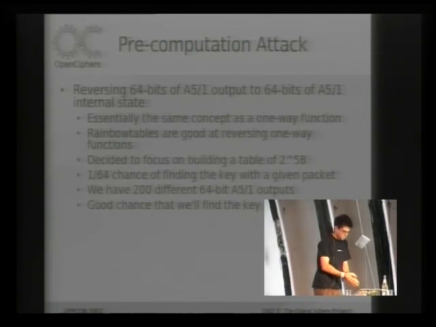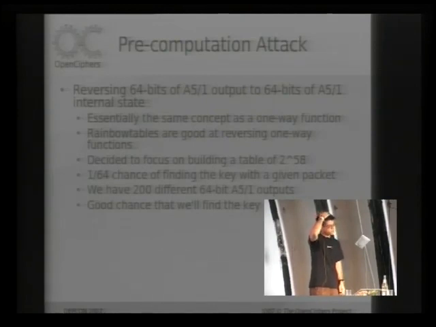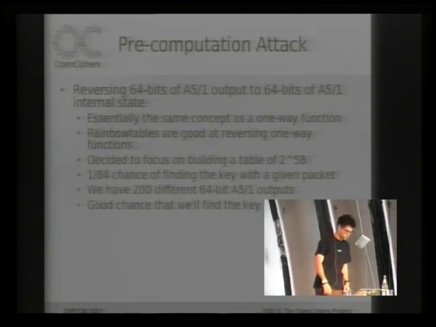And so we were looking at doing a rainbow table implementation to try and speed this up. And so we decided to focus on building a table of 2 to the 58, which I think is one of the largest rainbow tables anybody's ever generated. The Lanman rainbow tables are roughly around 2 to the 37, and so this is dramatically larger, almost 1 million times larger than a Lanman table.